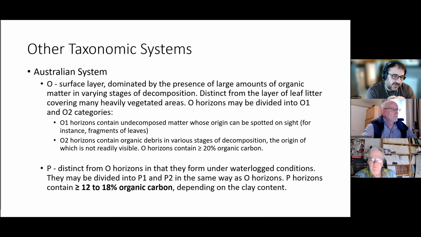And then they've got a bit of an odd one, or at least I find it odd, a P horizon. They're distinct from the O horizons in that they form under waterlogged conditions. Again, you can use a P1 and a P2, which is the same 1 and 2 as the O horizon, or the meaning is the same at least, but their P horizons are limited to soils that contain between 12 and 18% organic carbon. And it says depending on clay content. So to me, the P horizon in the Australian system is a little bit odd. I hadn't really ever looked at this before.